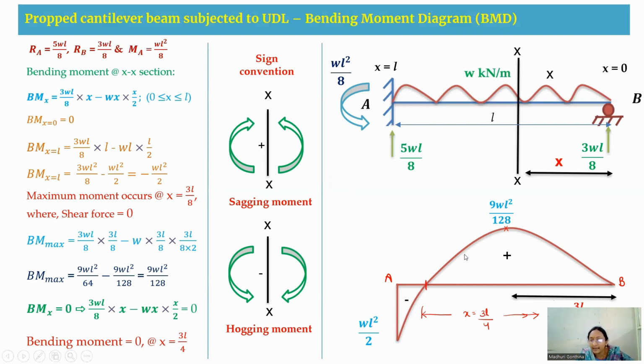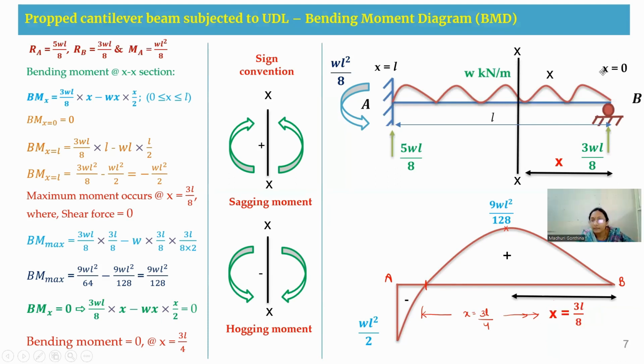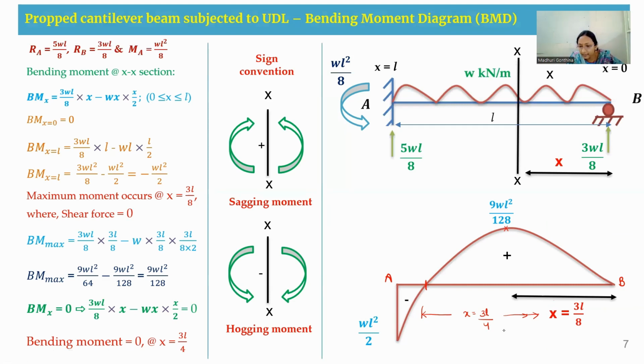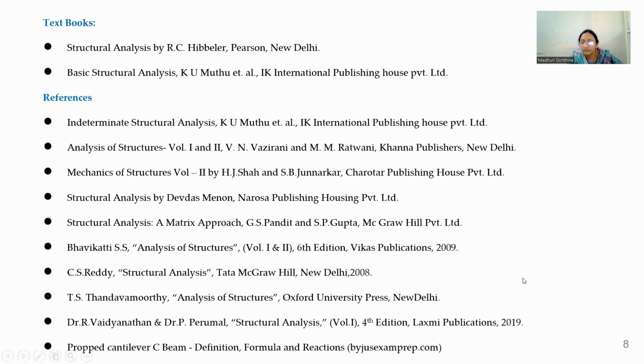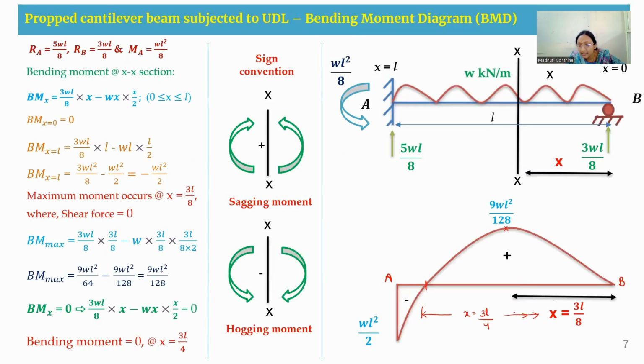This is the bending moment diagram. So we can see here, at x equal to 3L by 4 from B distance, we are having the bending moment equal to 0. So you can shade this bending moment diagram also. So this is how we are going to draw the bending moment diagram by using these values.